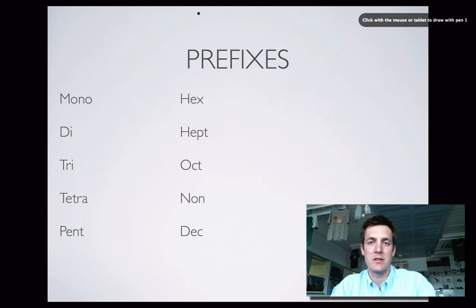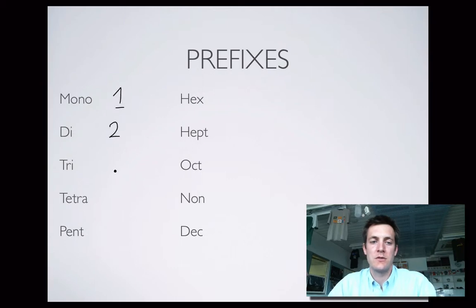Here are the prefixes. Now I've separated them into two groups because these ones I guess people often have to learn from scratch. Mono means one, di stands for two, tri stands for three. This is one that often gets people: tetra, 4. People often forget that one.